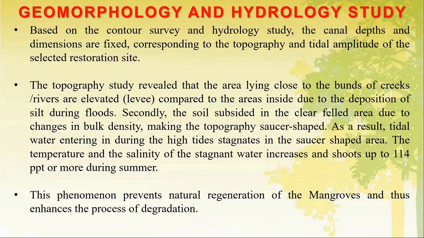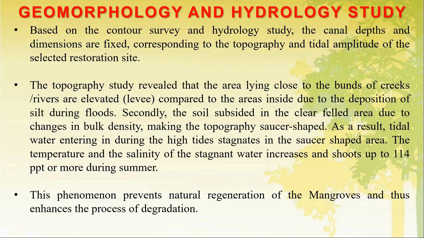In most of the degraded mangrove areas, geomorphology and hydrology studies show that the area lying close to the banks of creeks or river is elevated compared to the areas inside due to deposition of silt during floods. Secondly, the soil subsided in the cleared field area due to changes in bulk density, making the topography saucer-shaped. As a result, tide water entering during the high tides stagnates in the saucer-shaped area.